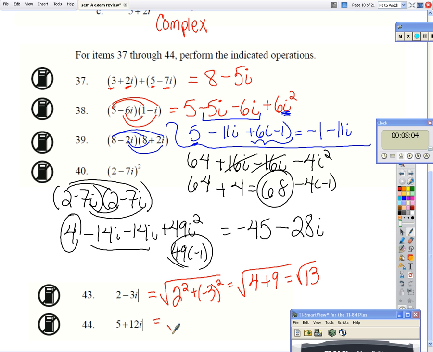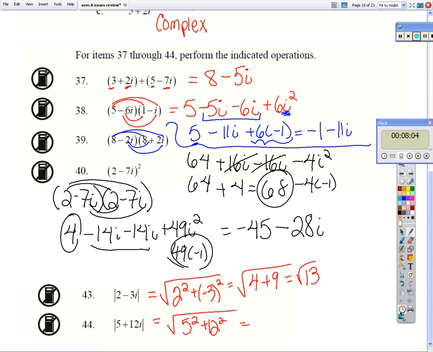Similar for 44. So that's the square root of 25 plus 144. So add those together. And we get 169. Now the square root of 169 can reduce to 13.